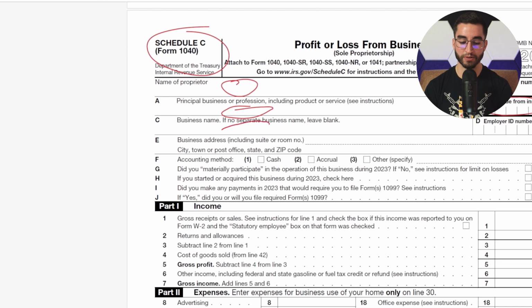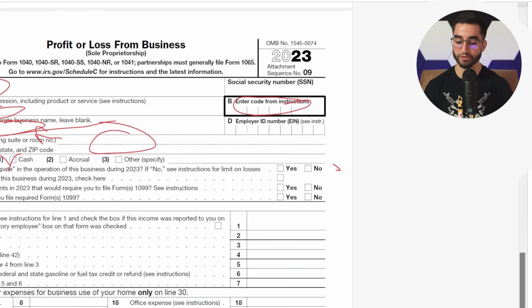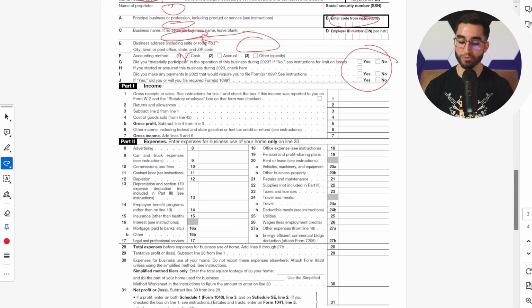You're then going to have the name of the business. If you have an LLC, it would go right here. If you do not, you would skip this line. It's not really necessary. You have the business address. You're going to be cash typically. You could be accrual if you needed to be. And then you have some other questions on 1099s. Did you send those out? All right, let's get to the important stuff.